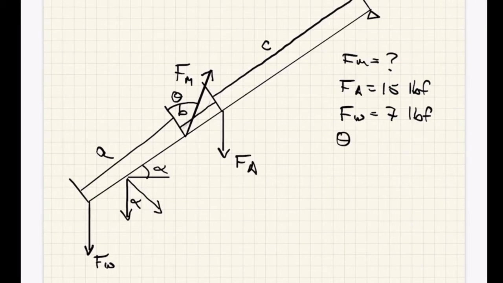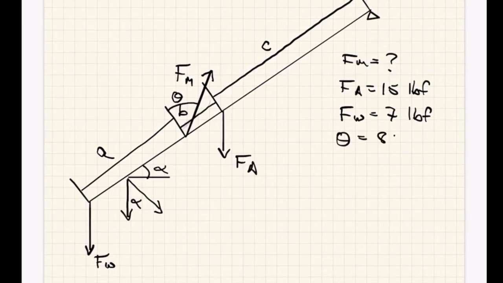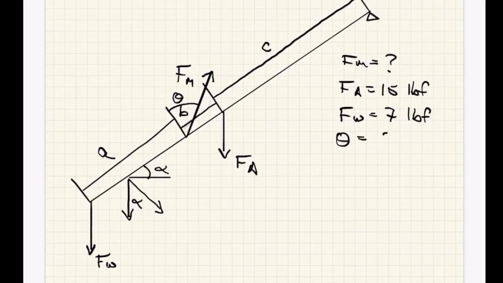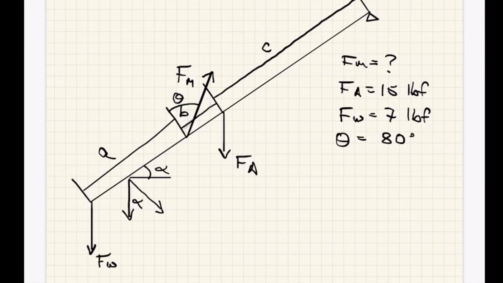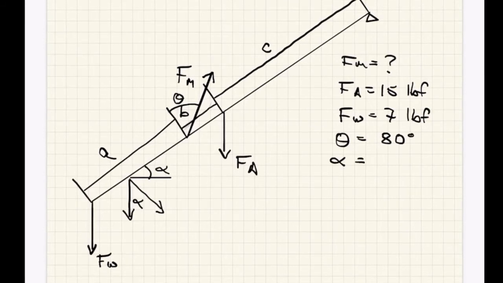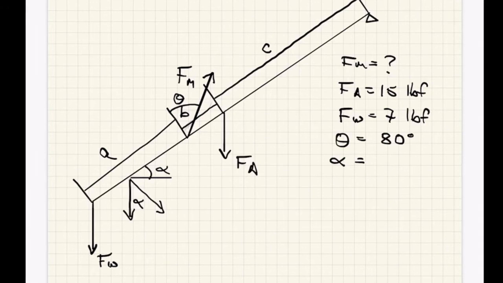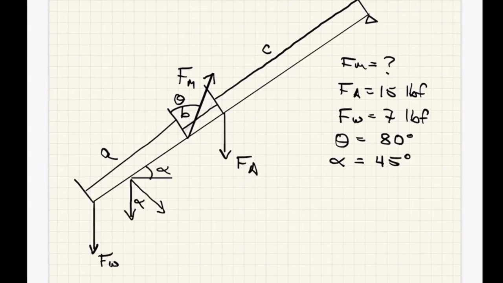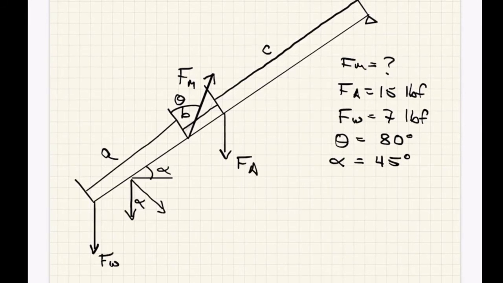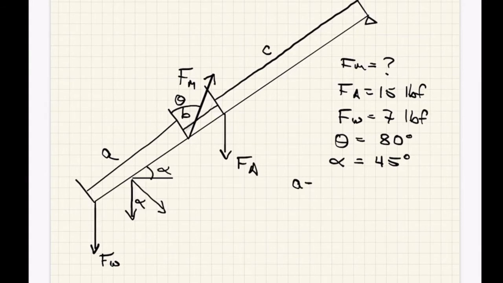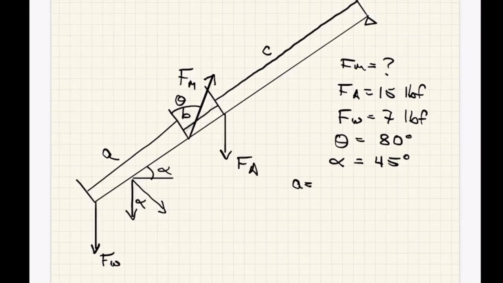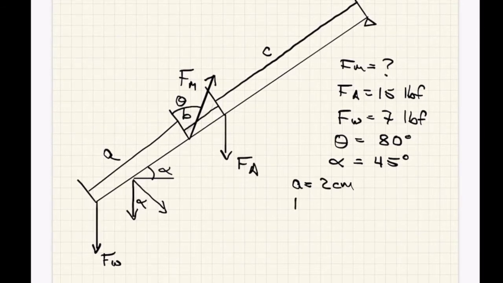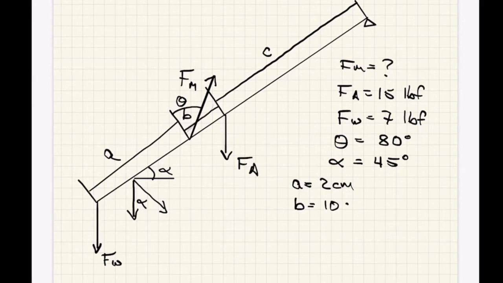We know that the angle theta, we read from the text, is, let's clean that up, 80 degrees. Now we know that the angle alpha, which is the angle between the horizontal and the direction of the arm, is 45 degrees. And again, we just put these somewhere where they're handy. We can find them later. We also know some dimensions that are relevant here. We know that A, for example, is 2 centimeters. We know that B is equal to 10 centimeters.